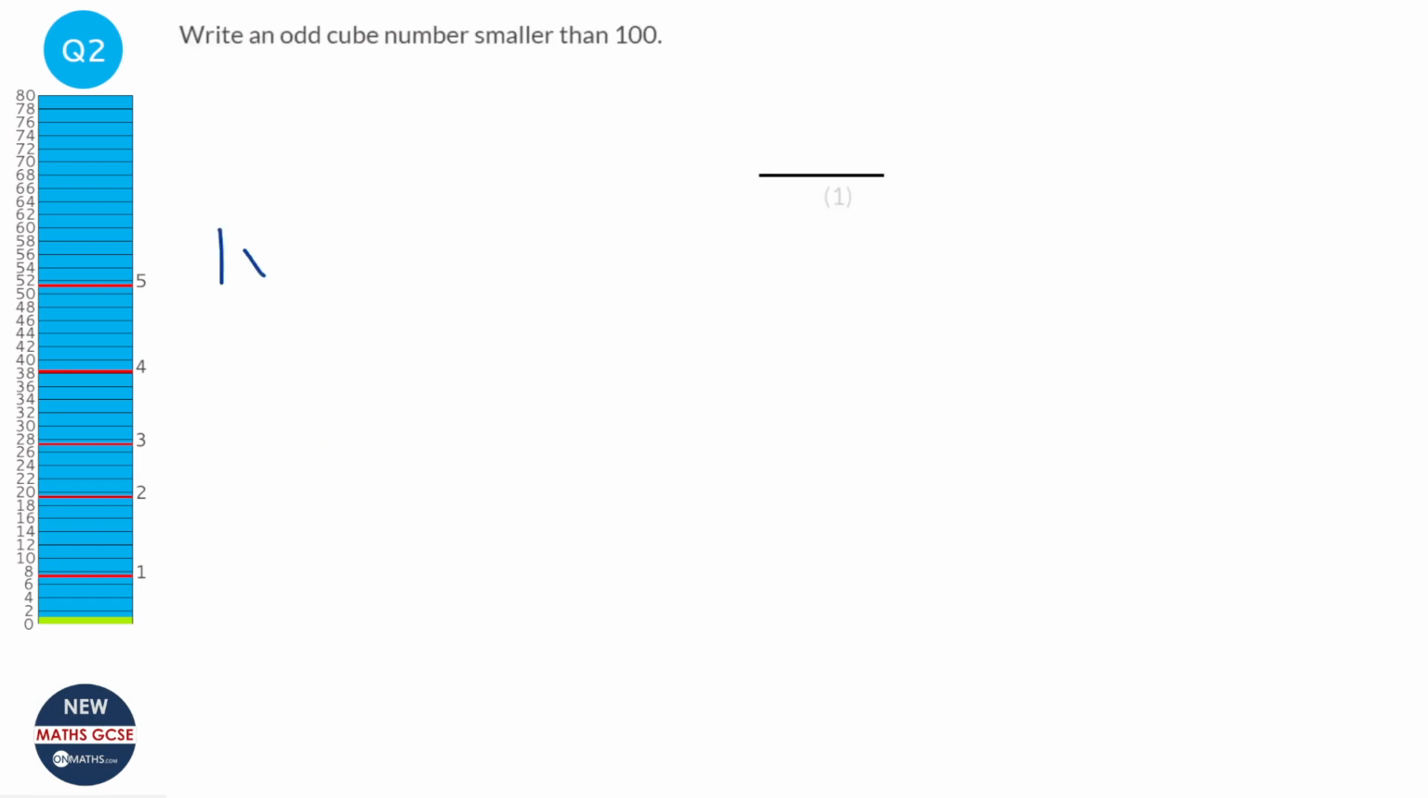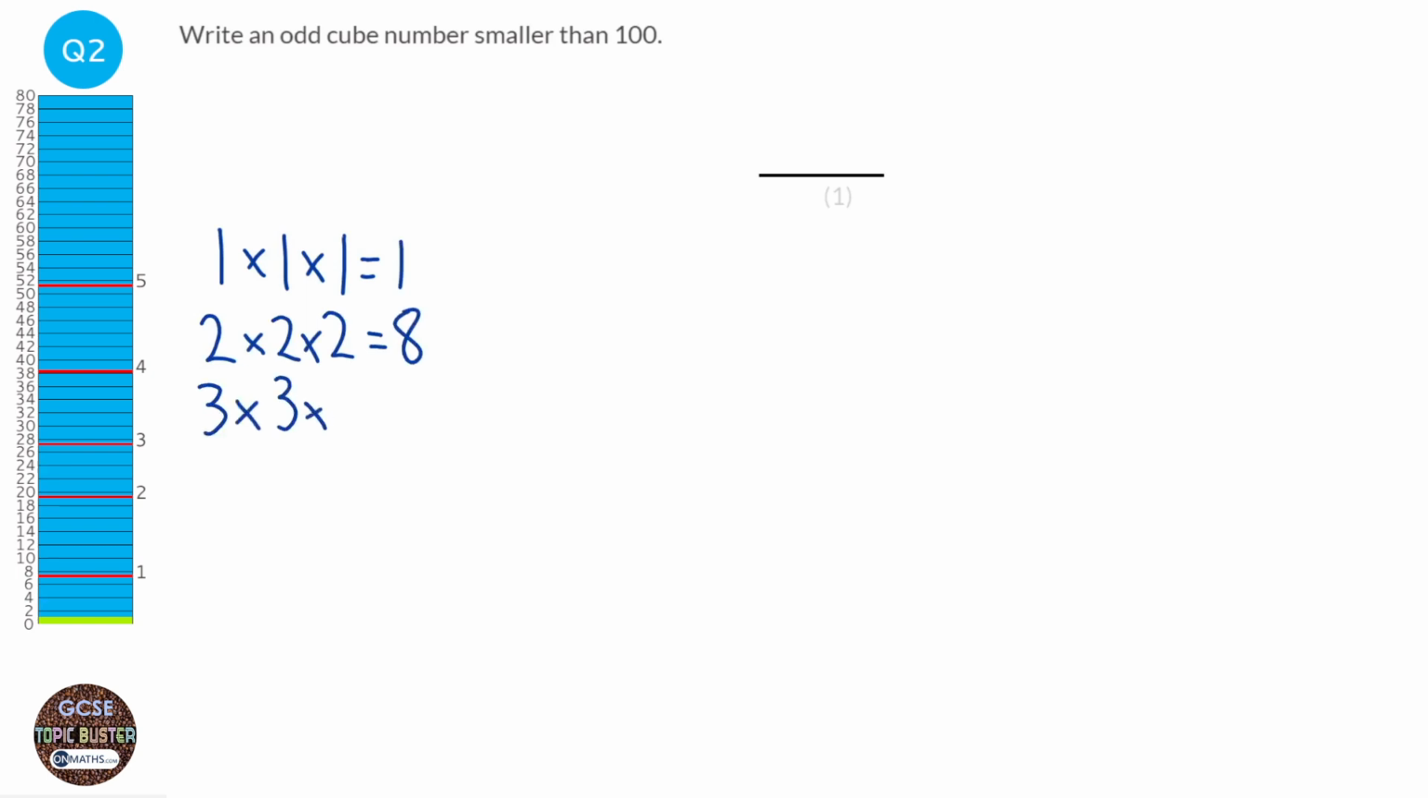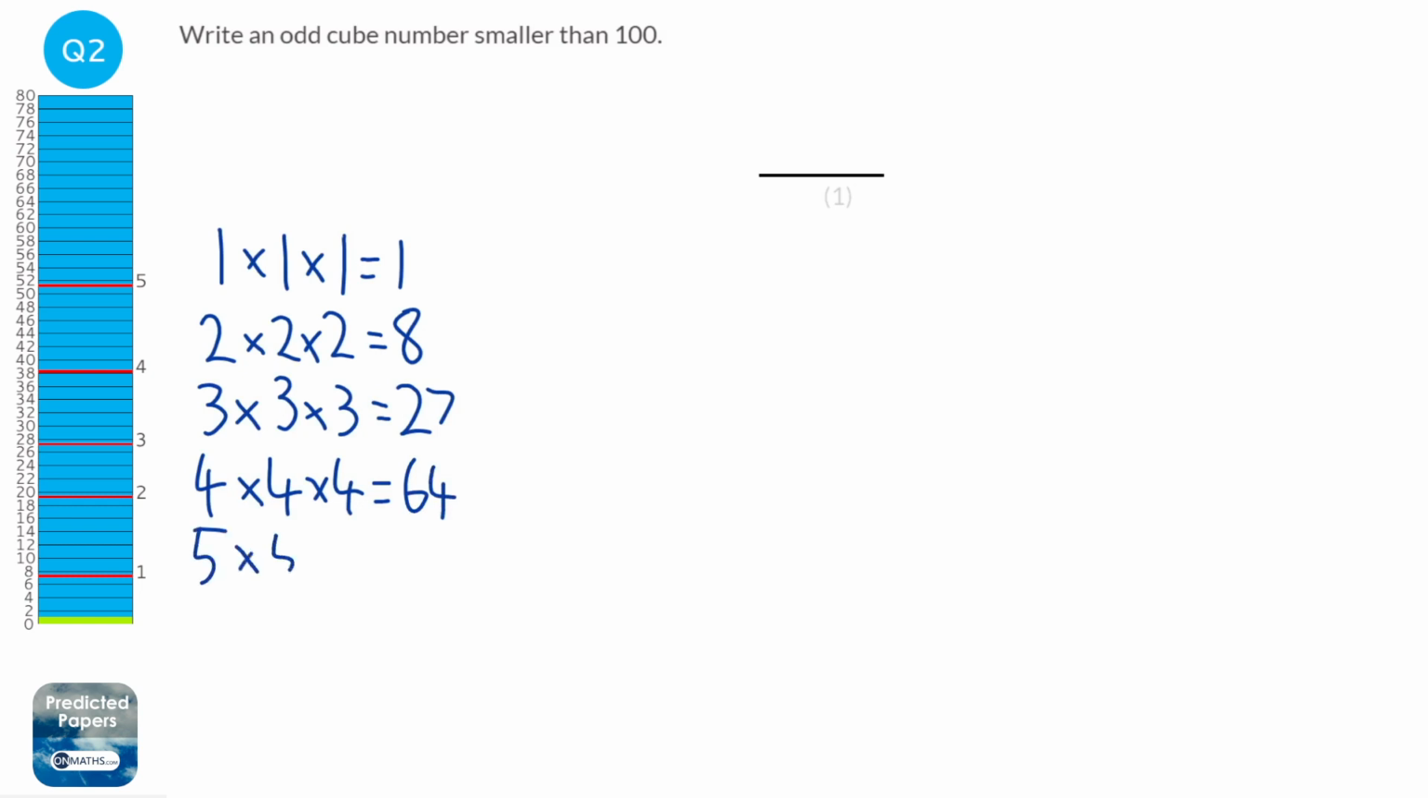So we need to first of all understand what a cube number is. A cube number is the answer when you get an integer, or whole number, and multiply it by itself 3 times. So 1 times 1 times 1 is 1, 2 times 2 times 2 is 8, 3 times 3 times 3 is 27, 4 times 4 times 4 is 64, and 5 times 5 times 5 is 125. So 1, 8, 27, 64, 125 are all cube numbers, and it goes on forever.